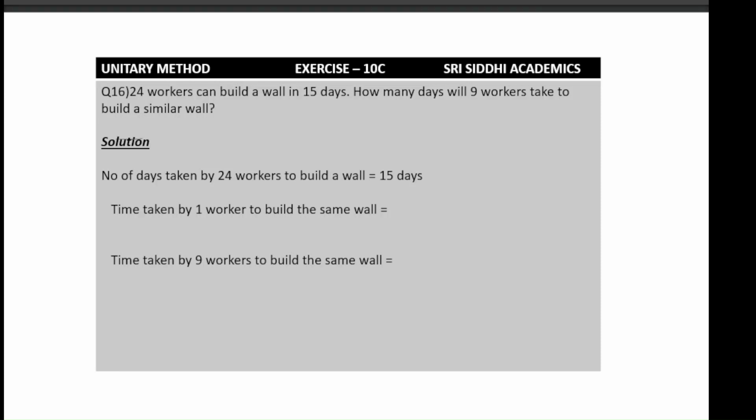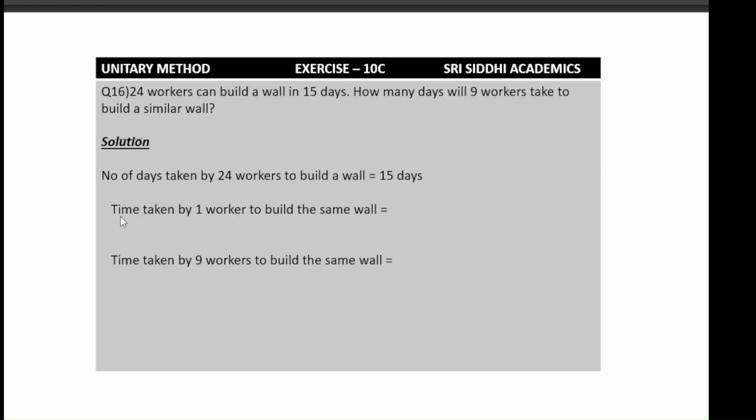Let's first understand question number 16. Question number 16 says 24 workers can build a wall in 15 days. How many days will 9 workers take to build a similar wall? Now 24 workers are taking 15 days. So I have written the given statement: number of days taken by 24 workers to build a wall is equal to 15 days.